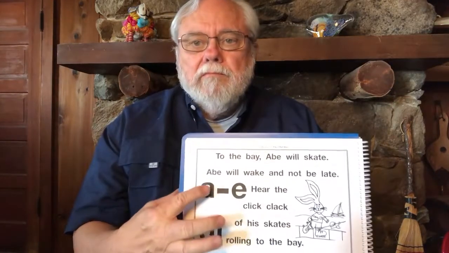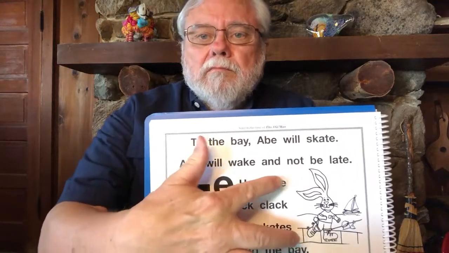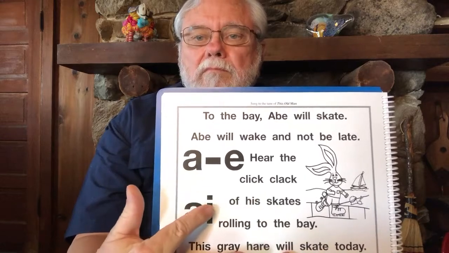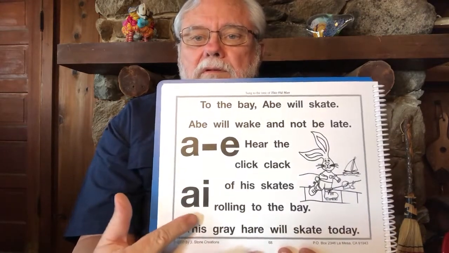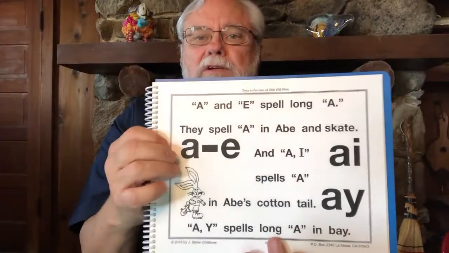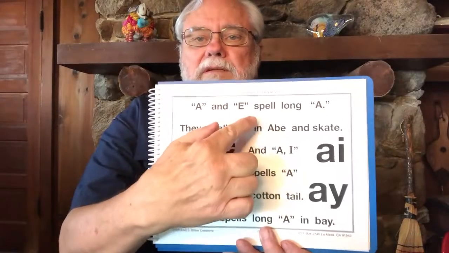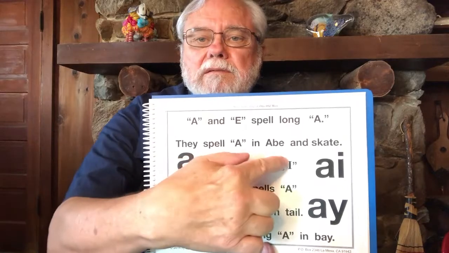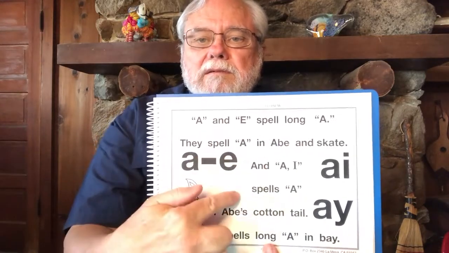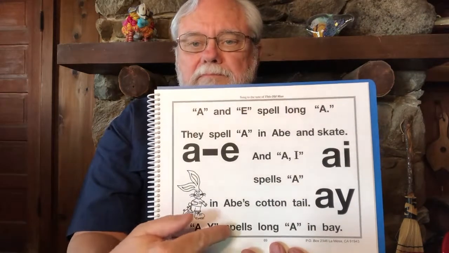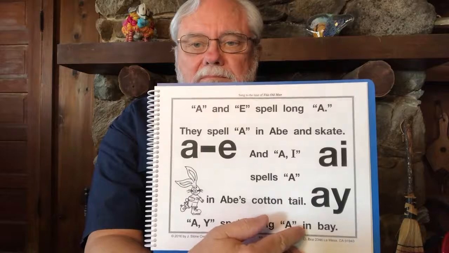To the bay, Abe will skate. Abe will wake and not be late. Hear the click-clack of his skates rolling to the bay. This gray hare will skate today. Make your letters. A and E spell long A. They spell A in Abe and skate. And AI spells A in Abe's cottontail. AY spells long A in bay.